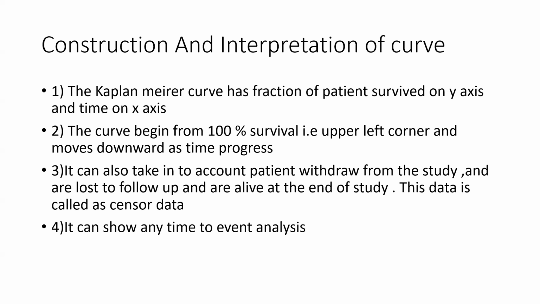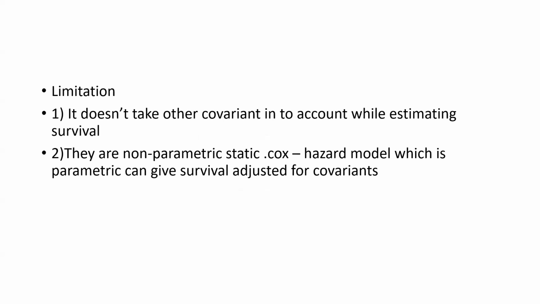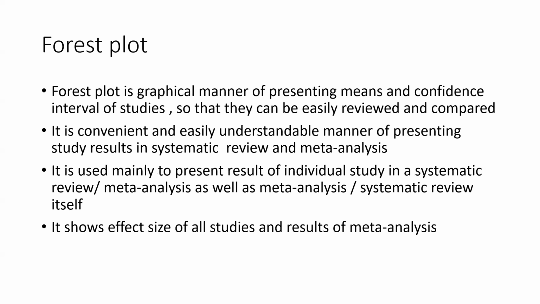It can show the event analysis at any time. Users examine recovery rate, find effectiveness of treatment, estimate probability of death, calculate survival rate, and give the prognosis. It can compare two or more treatment options to give a more suitable plan. Limitation: it does not take other covariates into account while estimating survival. For that there is the Cox proportional hazard model, which is semi-parametric and can give survival adjusted for the covariates.